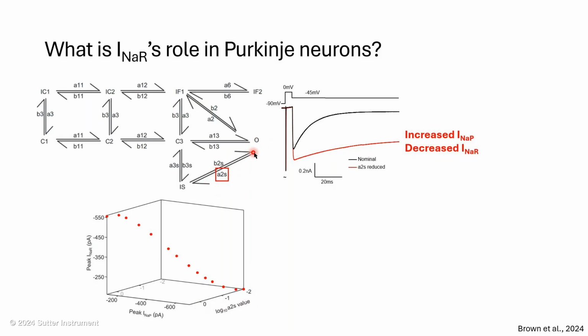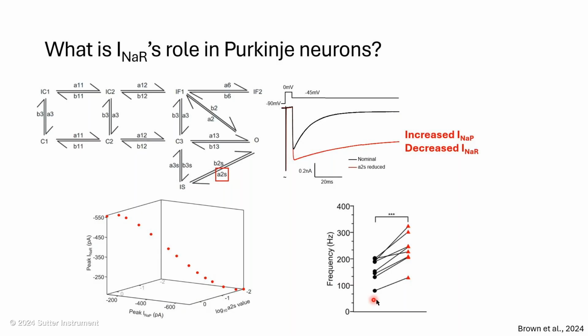And then if we plot this over multiple models, as we decrease our A2S value, this transition rate constant going from the open to the slow inactivated state, we see this reciprocal relationship between the peak resurgent current on the x-axis here and, on this z-axis here, the persistent current. And if we add this new model where we've decreased this transition rate constant through dynamic clamp to our neurons, and we compare it against this baseline nominal current, we see a significant increase in firing frequency.